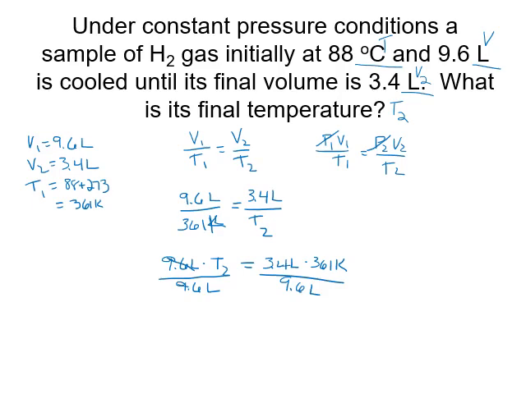And on this side they cancel. T2 would then be 127.8 Kelvin. We would probably round that to 128 Kelvin. And just as a check, relating volume and temperature, I know that if the volume is decreasing, it is directly proportional to temperature, so the temperature should be decreasing as well. And it's gone from 361 to 128 Kelvin, so that is reasonable.